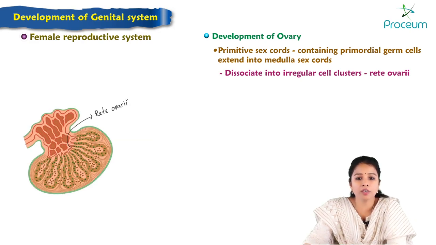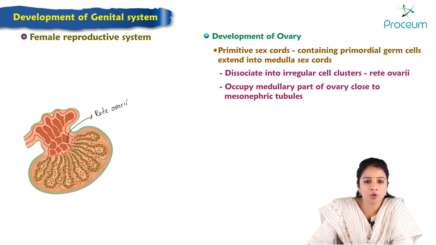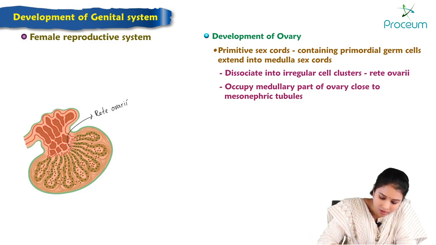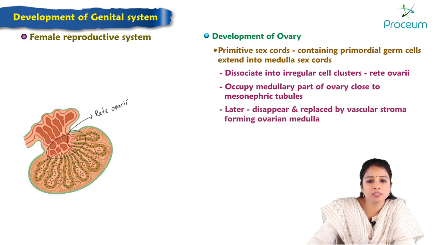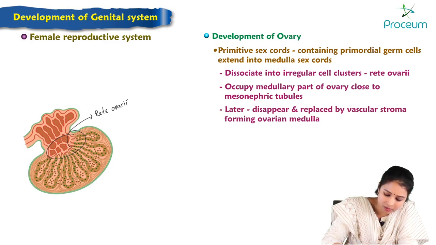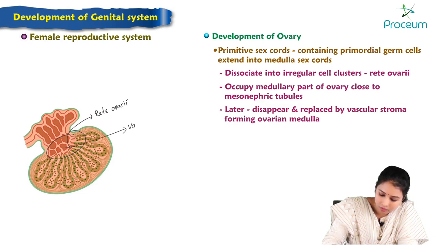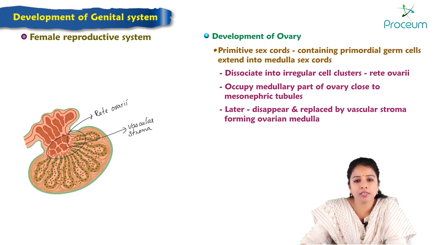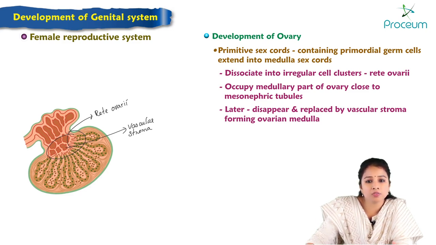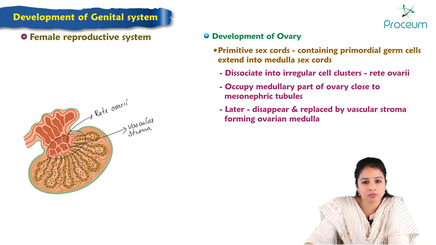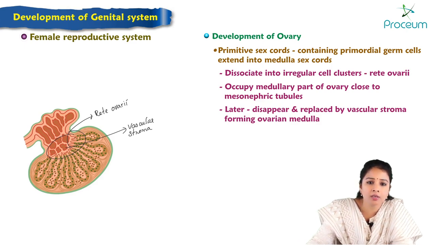This rete ovarii occupies the medullary part of the ovary close to the mesonephric tubules. So this is the medullary part of the ovary, which is closely associated with the mesonephric tubules. Later they disappear and are replaced by the vascular stroma. So you can see the blood vessels plunging in to form the vascular stroma. So the rete ovarii is later replaced by the vascular stroma, which in adults forms the ovarian medulla.